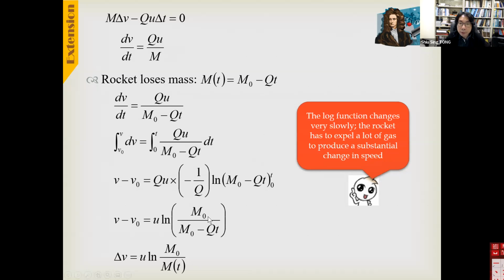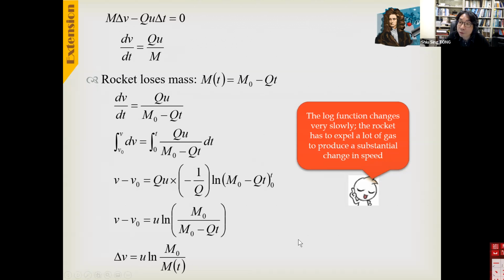And now this becomes what? This becomes the logarithm of the initial mass divided by the final mass of the rocket. And after multiplying the logarithm by the velocity of ejection, I will get the change in velocity of the rocket. Now you notice that the logarithm is a slowly varying function.